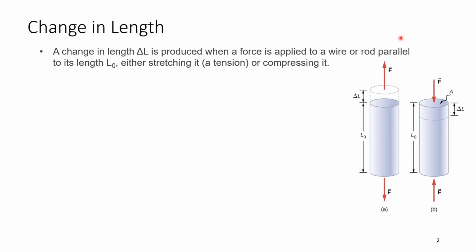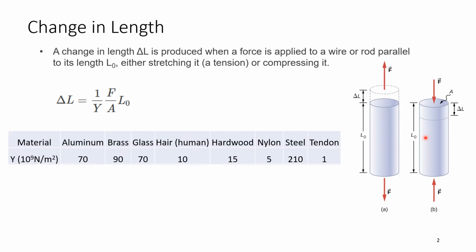Experiments have shown that the change in length delta L depends on only a few variables. It is proportional to the force F and the original length L0, and inversely proportional to the cross-sectional area of the wire or rod, A. Here, Y is a factor called elastic modulus or Young's modulus that depends on the substance. Here are some values of Young's modulus for several materials.